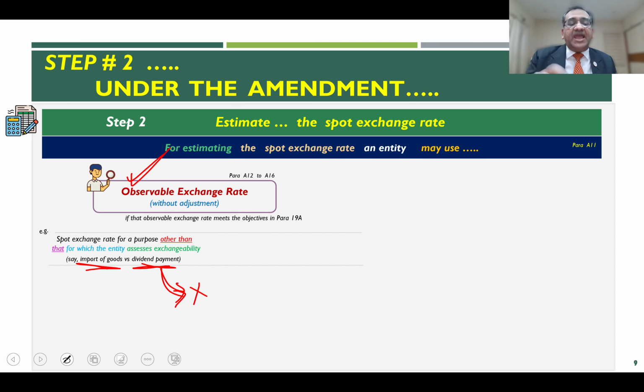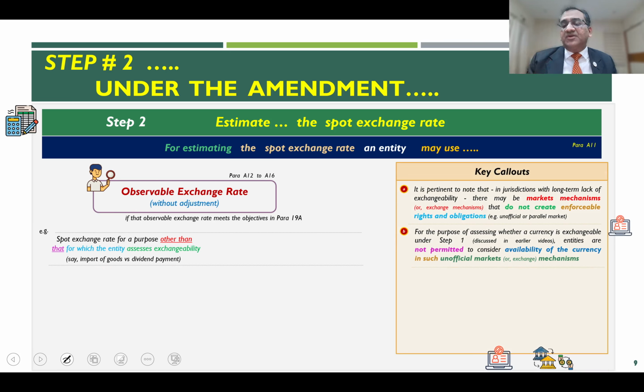You still have to apply judgment. Of course, if these rates fairly represent the economic conditions on the measurement date, in that case you may possibly use them. That means you use the exchange rate for import of goods as a proxy for this dividend payout obligation. But this will be really daunting because you have to apply judgment. So, in the context of this, there are some other key callouts you need to understand about what the standard talks about.